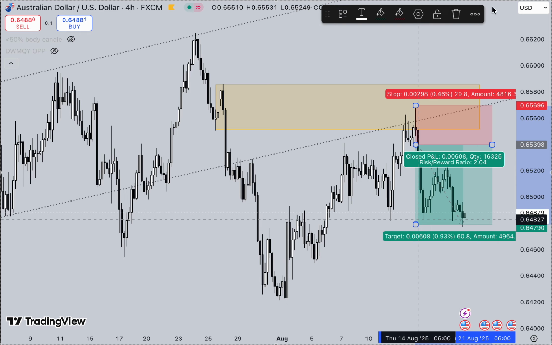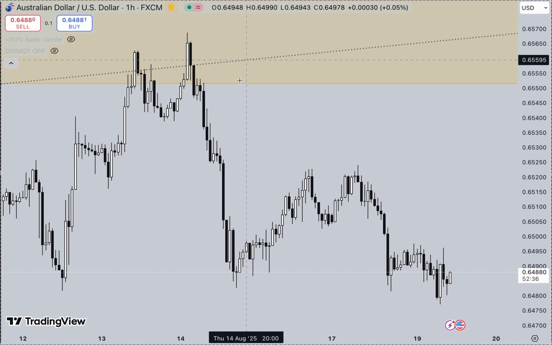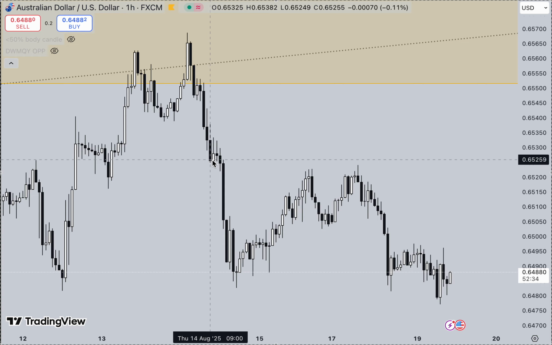So that was a beautiful trade opportunity. Also, if you come here, you could have found another trade opportunity. Here we have a sweep of this high, guys. Let's go to the 1 hour, it's clearer. Here you have this imbalance, guys, you can see this.